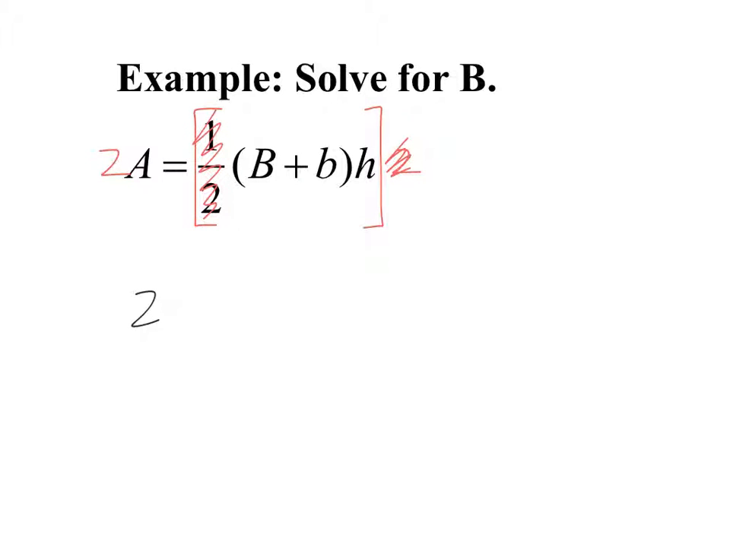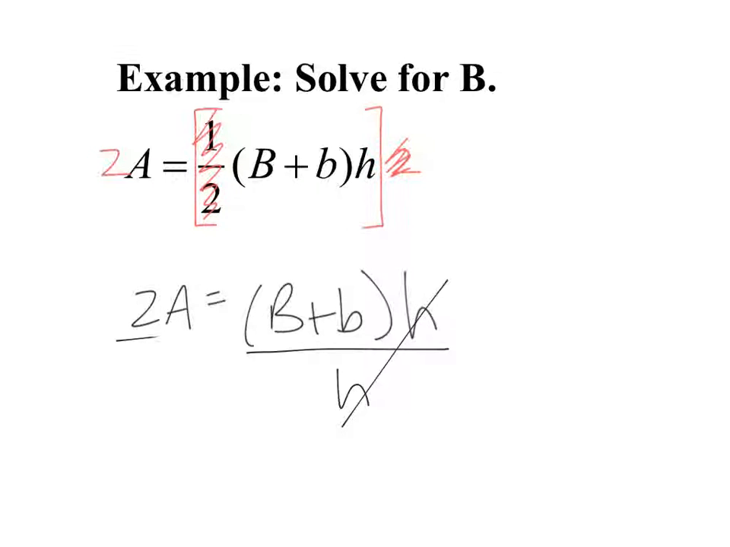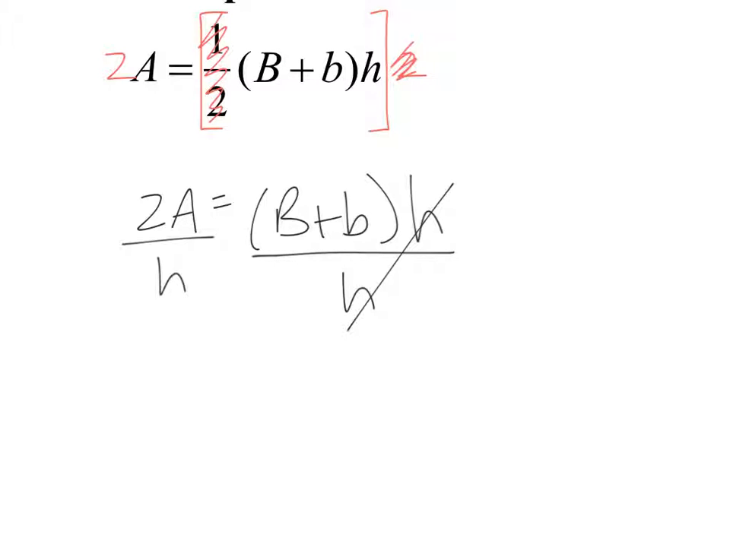So now what I have is 2A equals big B plus little b, times h. Now there are actually two things that you could do. A lot of you are probably thinking, let's distribute the h, and that's fine. What I would like to do first, since we're trying to get the big B all by itself, is cancel the h, just like we canceled the 1/2. I'm going to divide both sides by h. That will cancel that, and then I didn't have to distribute. So now what I have is 2A over h equals big B plus little b.